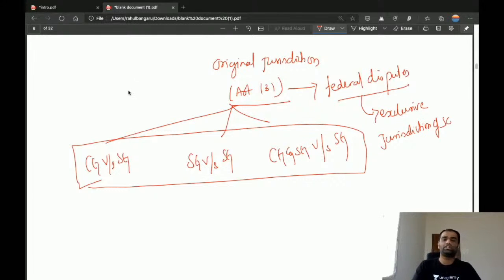Why is the High Court not given original jurisdiction over federal disputes? The reason is here. If this is India, this is Tamil Nadu, and this is Kerala, the power of the Madras High Court extends only to the state of Tamil Nadu as well as Puducherry. It will not extend to Kerala. So if the Madras High Court decided a dispute between Tamil Nadu and Kerala, it could not enforce its judgment, because Kerala's territory is outside the High Court's jurisdiction.